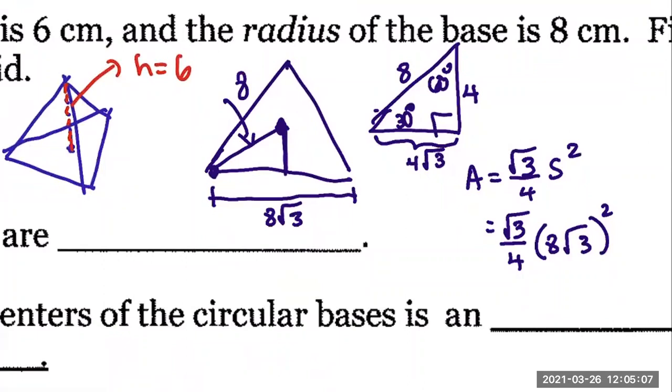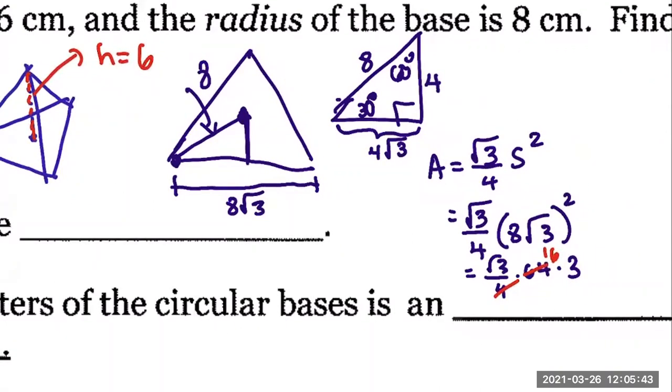Okay, you guys, remember when you square something with a coefficient in front of the radical, you're squaring the 8 and you're squaring the radical 3. So if you square the 8, you get 64. So you've got radical 3 over 4 times 64, and then times radical 3 squared, which is just 3. You can simplify this because 4 goes into 64 16 times. And then 16 times 3 is the number that you would put in front of radical 3. So 48 radical 3 is the answer to the area of the base. And that is centimeters squared.